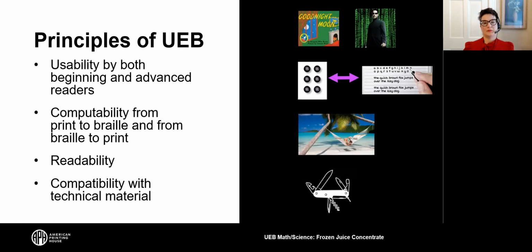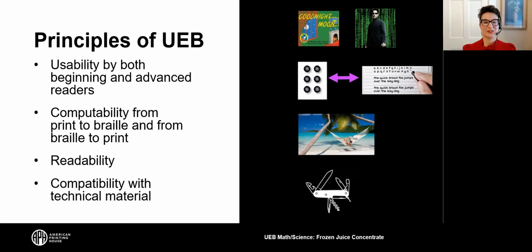For usability by both beginning and advanced readers. Computability from print to Braille and from Braille to print, sometimes called back translation. So one of the goals of UEB is for the cells to mean the same thing, both from Braille to print, and then the goal is to get those same exact cells when you go from print to Braille.